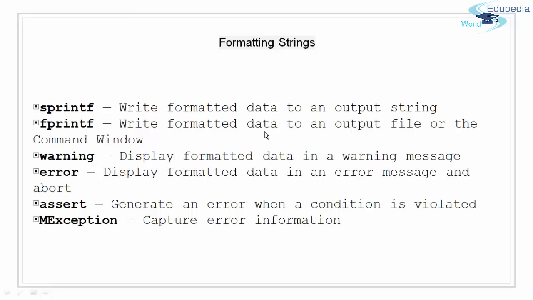Formatting strings. MATLAB offers the following functions that offer the capability to compose a string that includes ordinary text and data formatted to our specification. sprintf is used to write formatted data to a string. Then we have fprintf that is used to write formatted data to an output file or the command window. There is warning that displays the formatted data in a warning message. We have error that displays the formatted data in an error message and then aborts. We have assert that generates an error when a condition is violated. We have MException that captures the error information.